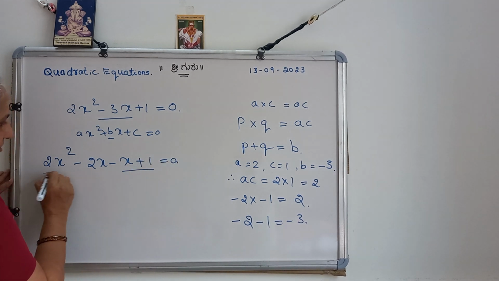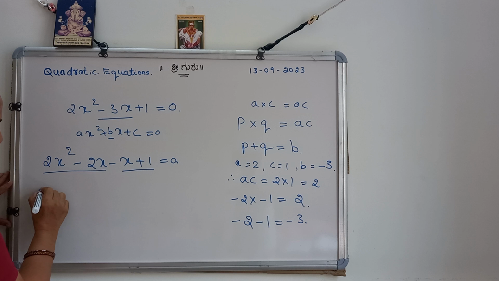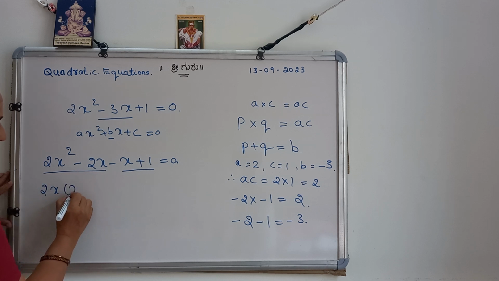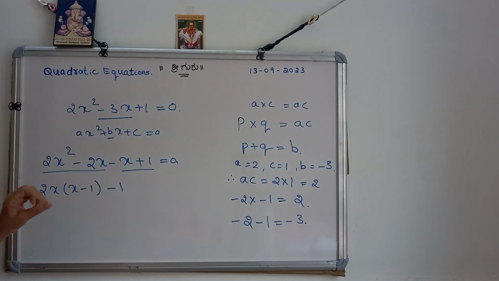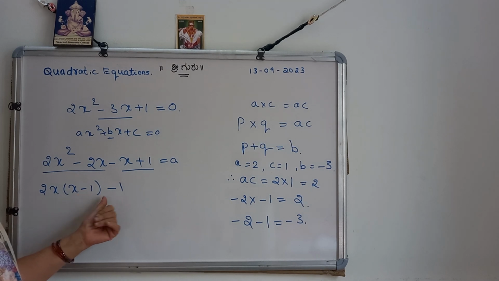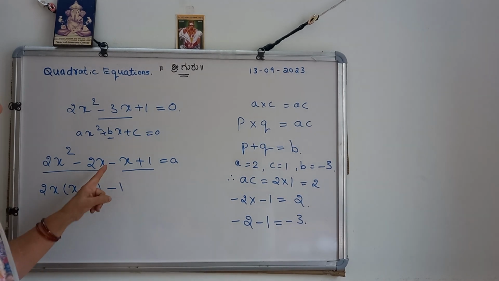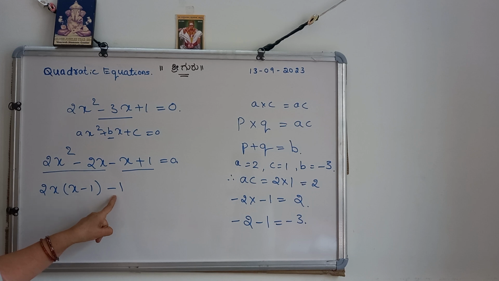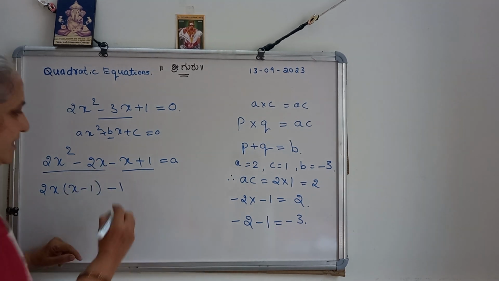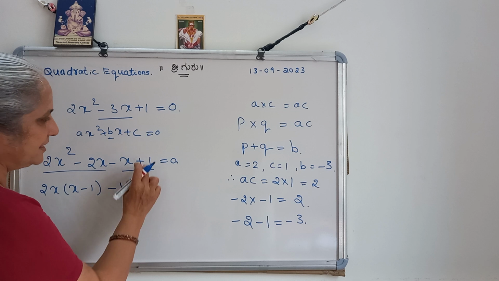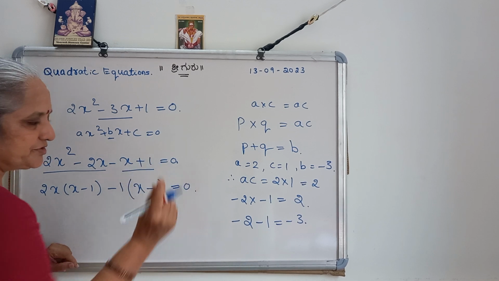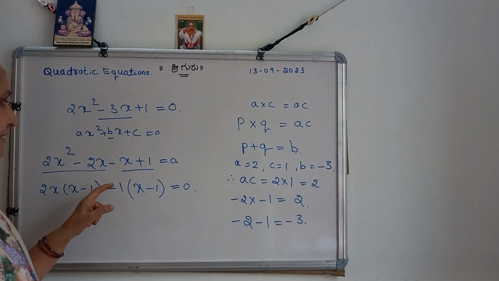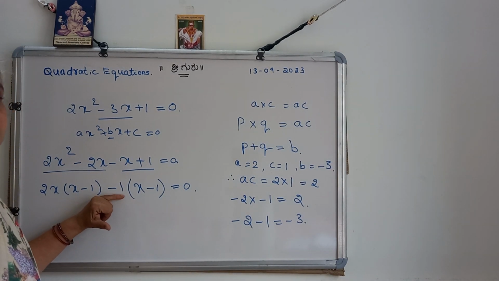Now by grouping the terms, we can find the common factor as 2x into bracket x minus 1. Here we take minus 1 as the factor of these two terms because we want x minus 1 in another bracket. If you take minus 1 outside, divide minus x by minus 1, you get x inside. Then plus 1 divided by minus 1, you get minus 1 inside. This is equal to 0. That is why we take minus 1 as the factor.